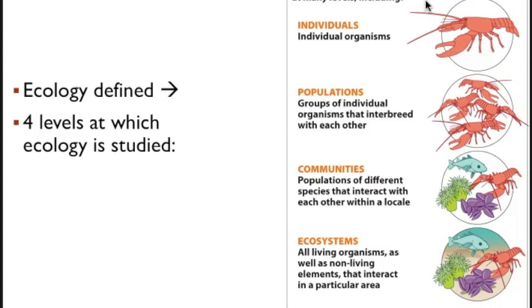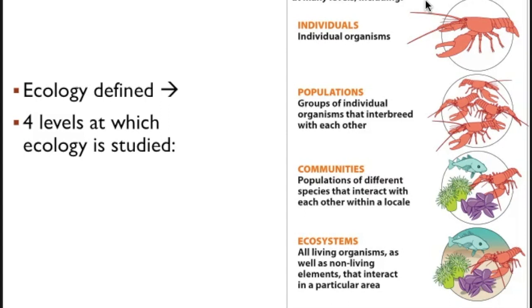We're going to start out talking about populations, and you've already learned the definition of populations. Populations are a group of individuals of the same species, meaning if you follow the biological species concept, they can interbreed with each other. So we're going to be looking at how populations interact with their environment and each other and that kind of thing.